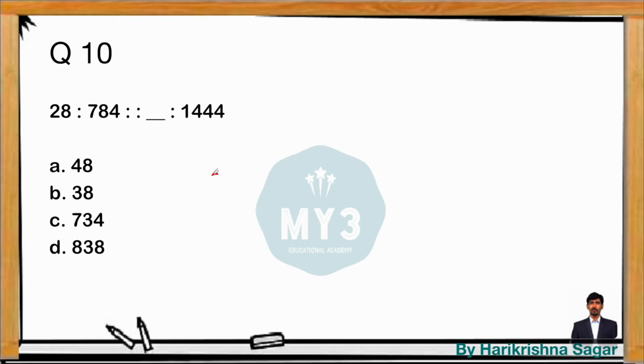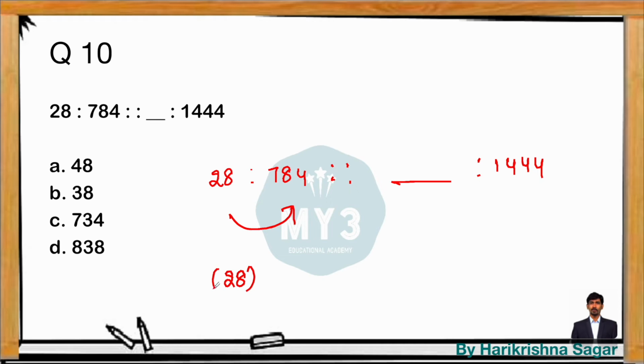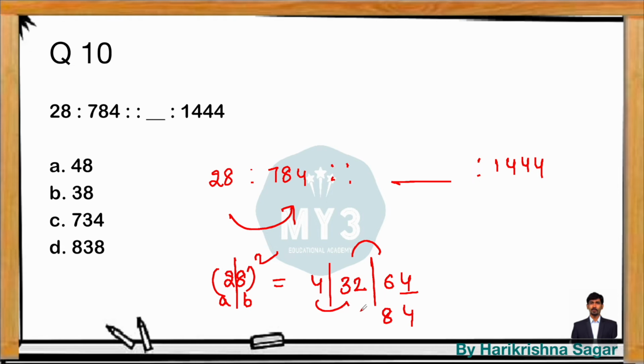Next one. 28 is 784. In a similar way, dash will be 1444. So 28 is 784. That means they have taken 28 square. 28 square, if you observe, this is A and this is B. 2 square is 4. 2AB is 32 because 8 twos are 16, 16 twos are 32. 8 square is 64. Take the last digit 4, send the rest as carry, it will be 8, send it as carry, it will be 7. The answer is 784.